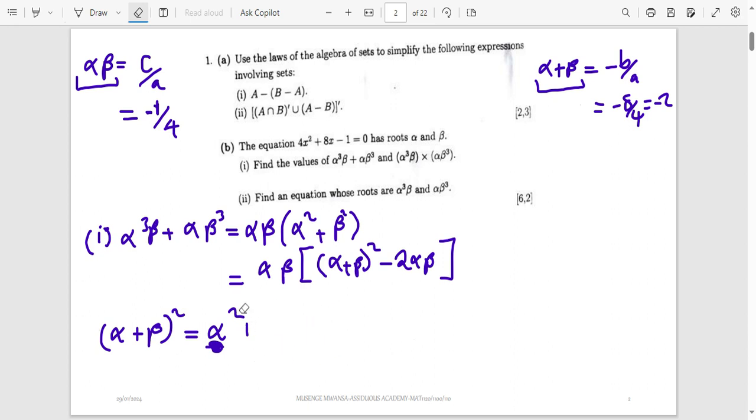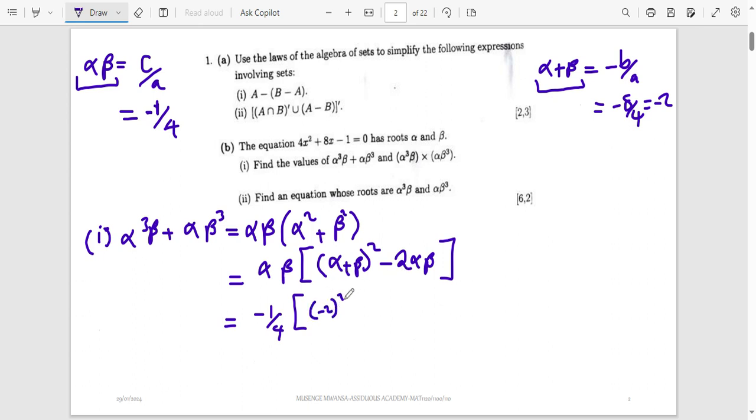What is in the brackets here is the same as alpha squared plus beta squared. Someone who doesn't know that will never answer this question. So it is at this point that you start making your substitutions. Alpha beta, we have seen, is negative 1 over 4. And alpha plus beta, we have seen, is negative 2. But remember, this is alpha plus beta squared, and then minus 2 alpha beta, which is negative 1 over 4. Negative 2 squared is 4. Negative 2 times negative 1 over 4 will be positive 1 over 2.